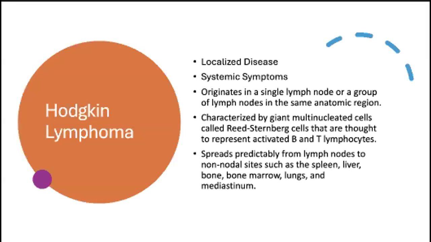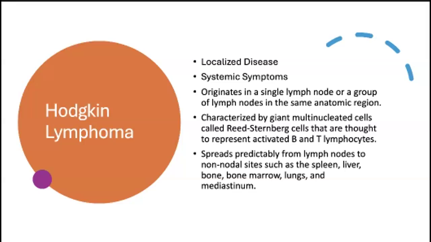Hodgkin's lymphoma often presents as a localized disease. Systemic symptoms are used for staging. We might have unexplained fever, weight loss, and night sweats. Pathophysiology: it originates in one lymph node or group of lymph nodes in the same region, and Reed-Sternberg cells are present. They are giant multinucleated cells, and it's believed they are activated by B and T lymphocytes.